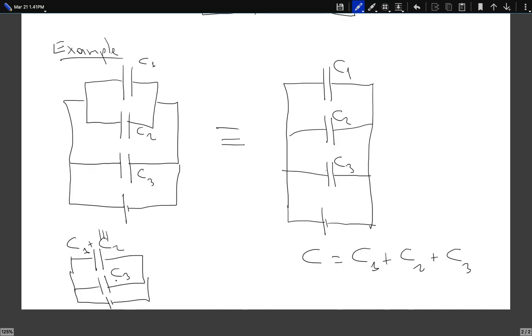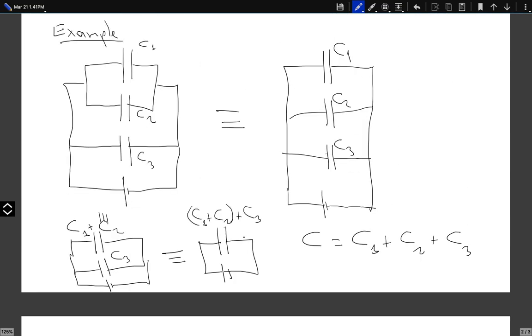Now here I have just the 2 capacitors connected in series. I know that I can replace this by a single capacitor whose capacitance is C1 plus C2 plus C3, whichever way you like. Now, any questions on these?